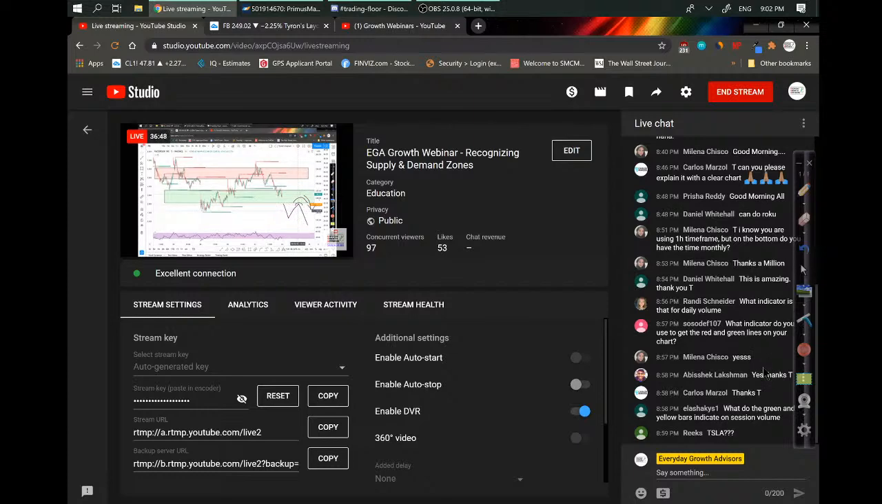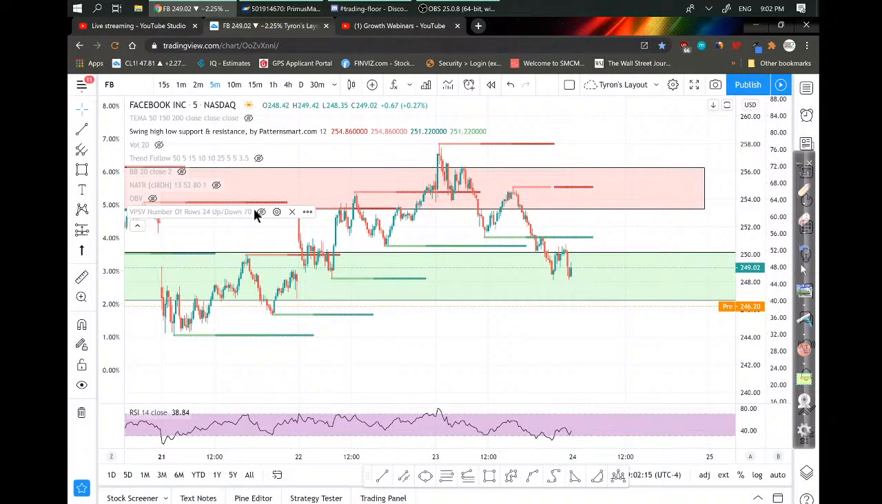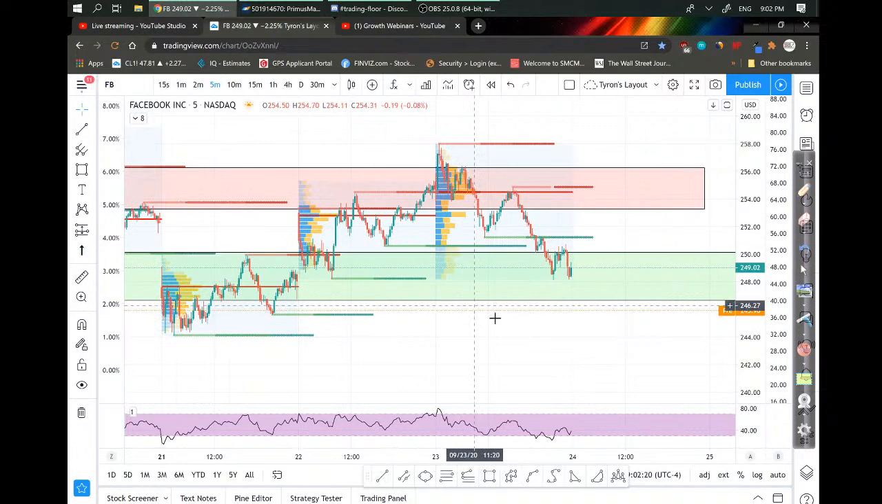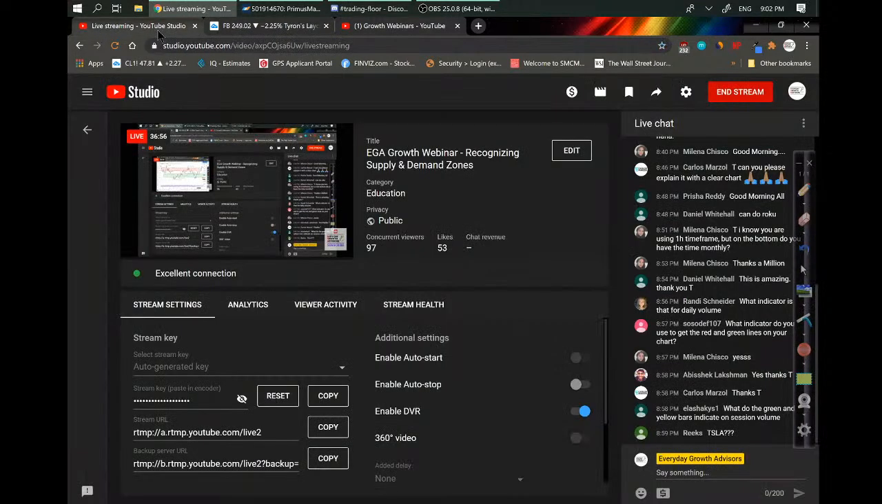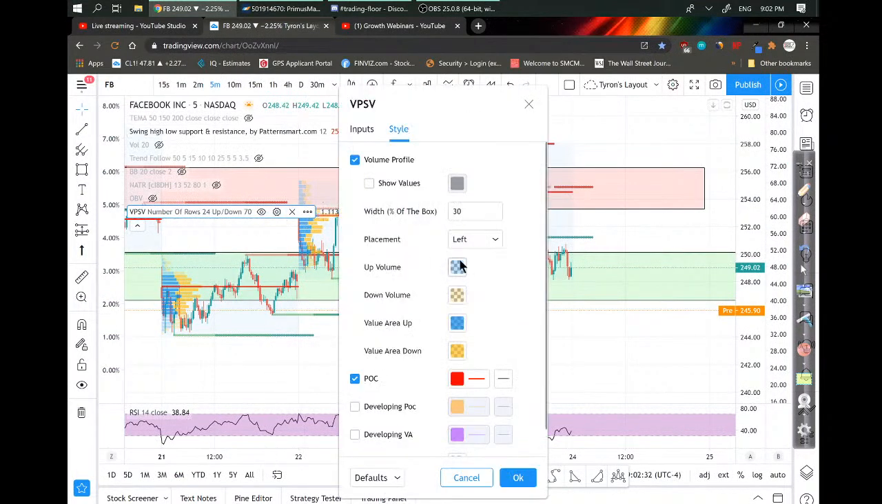What do the green and yellow bars indicate on the session volume? The green and the yellow? You mean the blue and the yellow? That's the number of buyers and sellers. See, volume up and volume down. So down volume is yellow and up volume is blue.